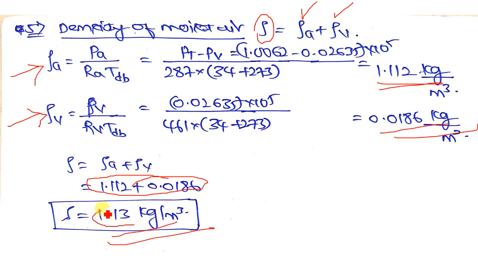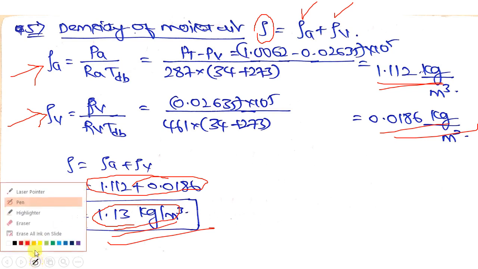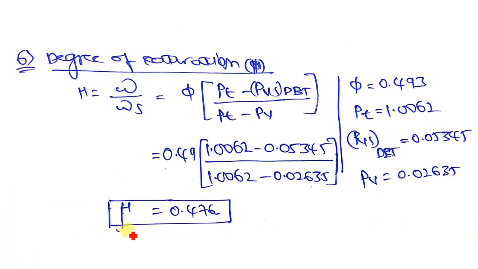Your next thing is degree of saturation, which is indicated as mu here. This has a specific formula which is given in the property table. So mu is equal to phi into (Pt minus PVS at WBT) divided by (Pt minus PV). Remember, the saturated pressure is taken at WBT. You know the value of relative humidity, you know the value of Pt, PVS you have calculated previously, and you know the value of PV. Substitute, and you will get the degree of saturation, the value of mu, as 0.476.